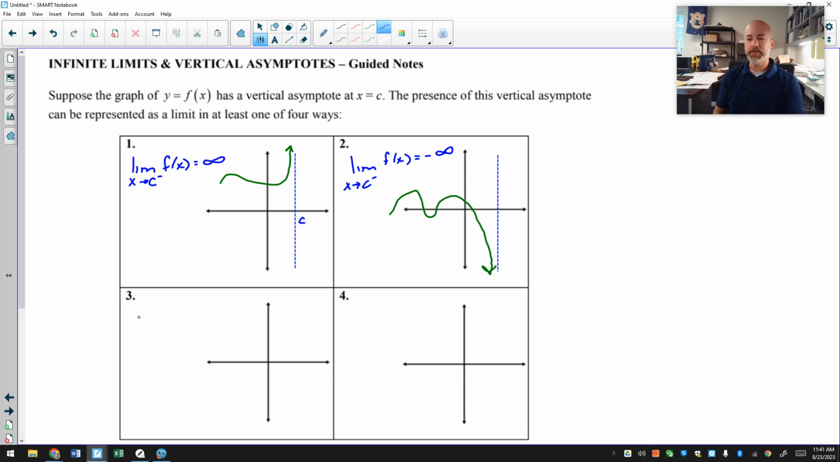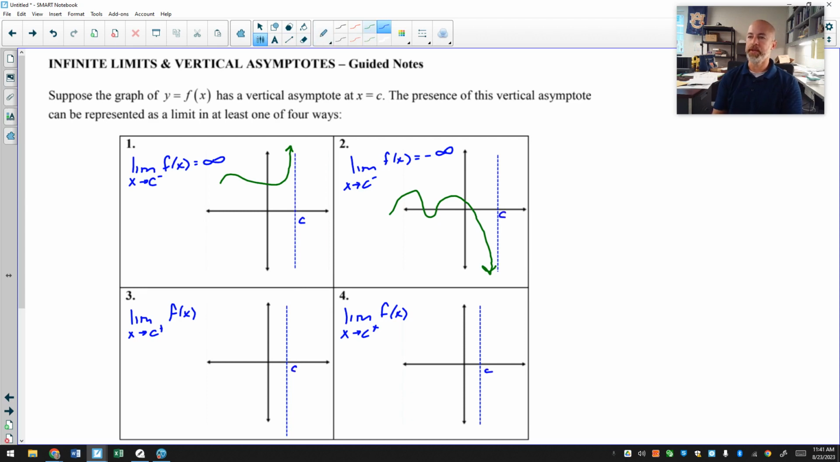And by the same token, you could be approaching c from the right of f of x. And as you approach that vertical asymptote from the right side, you could be either going up, increasing, or you could be decreasing. And so graphically, if I wanted to draw that, here's my vertical asymptote at c. I guess I need to be technical. Call that c, call that c.